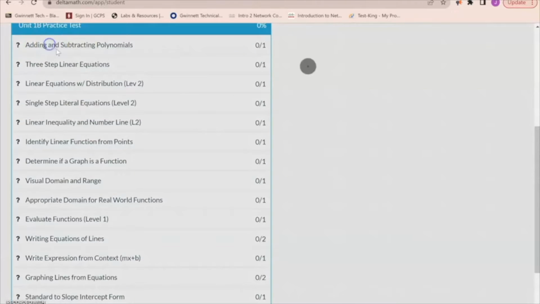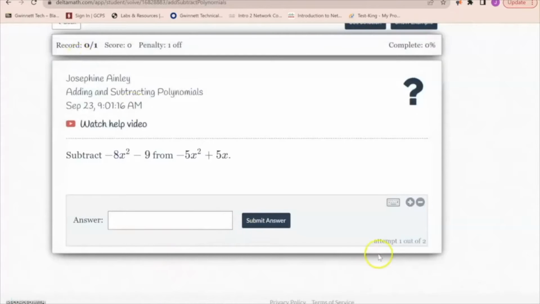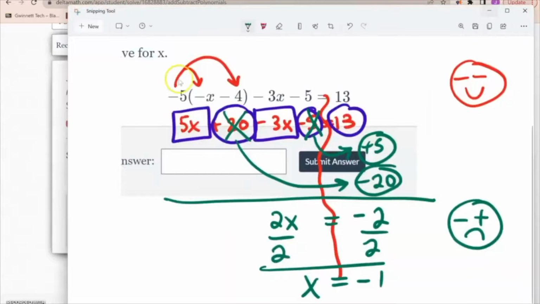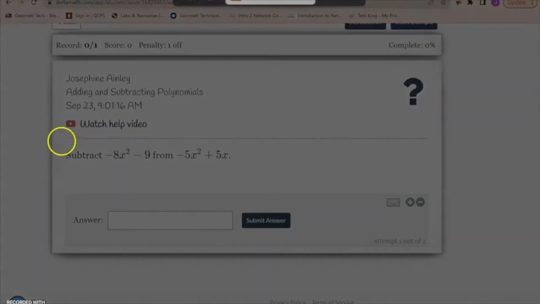I'm going to click on the first one and make sure you write the work in that box so that tomorrow or whenever you're taking your test, you know what you're doing. All right, so I'll do the first one.